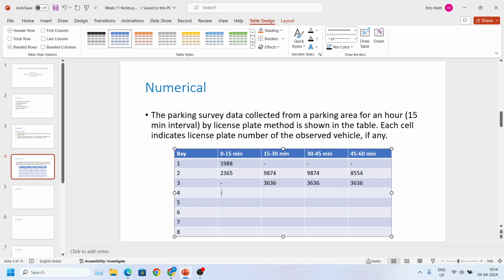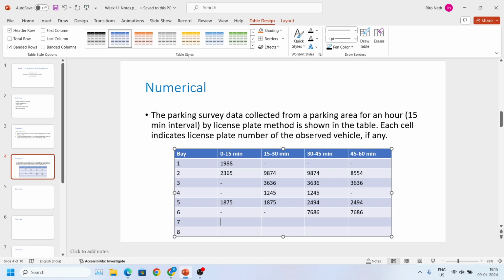Similarly, I'll fill the rest of the table, so you have understood the meaning of these numbers in this table. So this is another vehicle that was there for 30 minutes at that bay. Then at bay 5, you have 1875, 1875. Then you have 2494 and 2494. Then this is empty. You have 7686. This is also 7686.